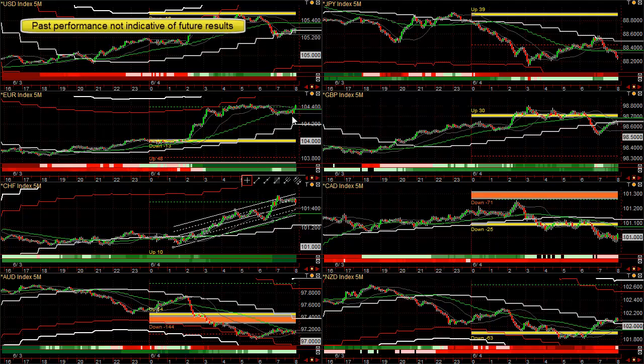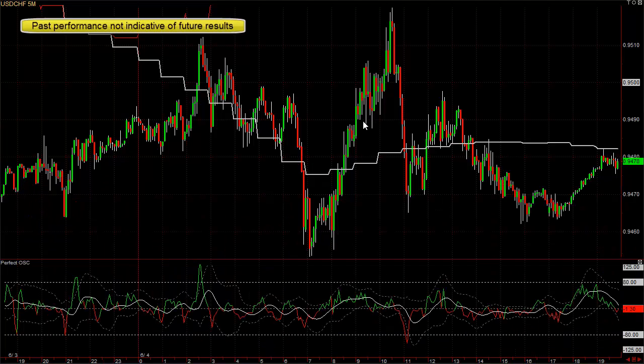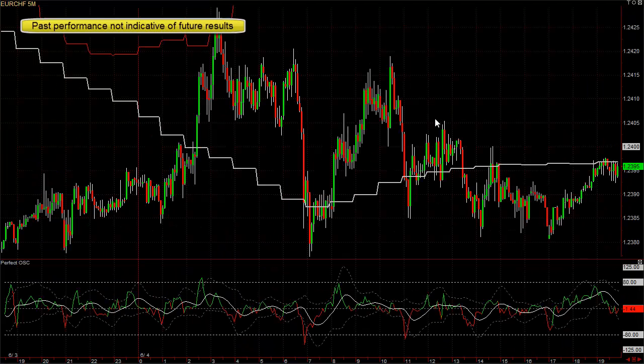Let's look at 8 o'clock buying the Euro Swiss. Strong Euro, it looks like it's about to break out over the previous day's high. The Swiss is likely to pull back. 8 o'clock, the Euro Swiss is likely to go up. And you can see it does.